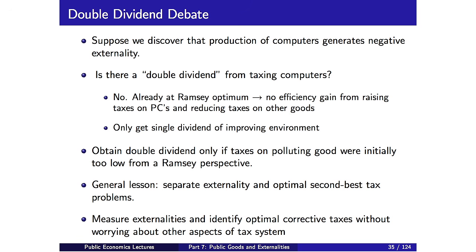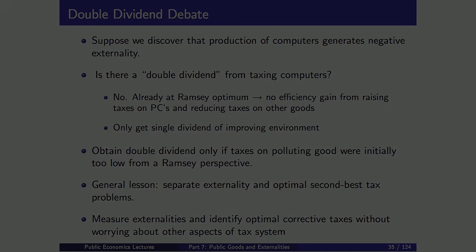Another way to think about it is, if you really think you're going to get a gain from the Ramsey point of view, then you didn't need to discover that this thing had an externality to fix that. You should have just done that anyway, right? So the general theme of this literature is that you want to think about the externality problem separately, and you want to think about the optimal tax Ramsey sort of problem separately, at least conceptually, all right? So you don't need to worry about other aspects of the tax system when you're thinking about measuring externalities. All right, so we'll stop here and we'll talk about empirical work in the next class.